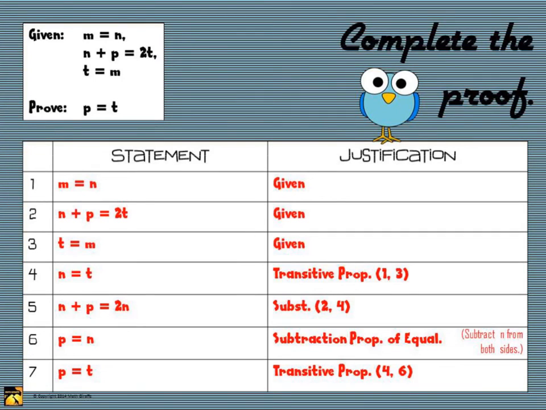All right, so here we go. We are given those three statements, so those are the first three lines. Then they use n equals t. That's a transitive property that we are combining 1 and 3. And then they use the substitution property to combine 2 and 4, because what they're doing is they are replacing the t with an n using substitution property of equality there. And then they're using the subtraction property of equality. They're subtracting n from both sides to get p equals n. And then they're using the transitive property, combining 4 and 6. So if n equals t and p equals n, then you can say t equals p or p equals t. And that's our proof right there.